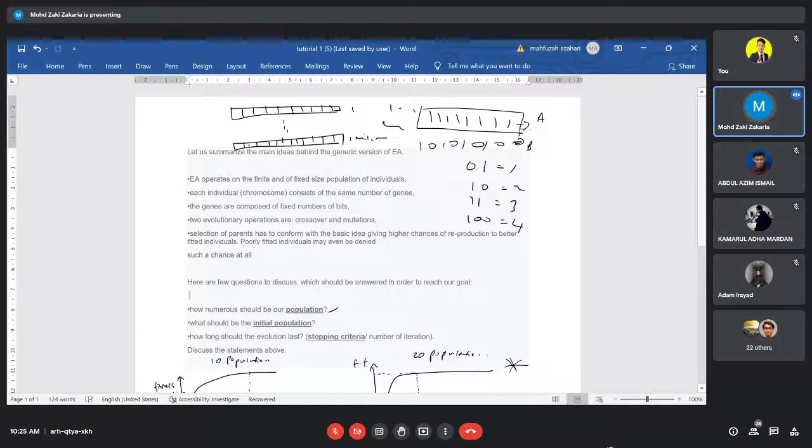How to decide. For example, gene number 10 is better than others. It means that the value of chromosome number 10 is higher, the highest. And then the two evolutionary operations are crossover and mutation. So we only have two operations. First crossover and the second mutation.